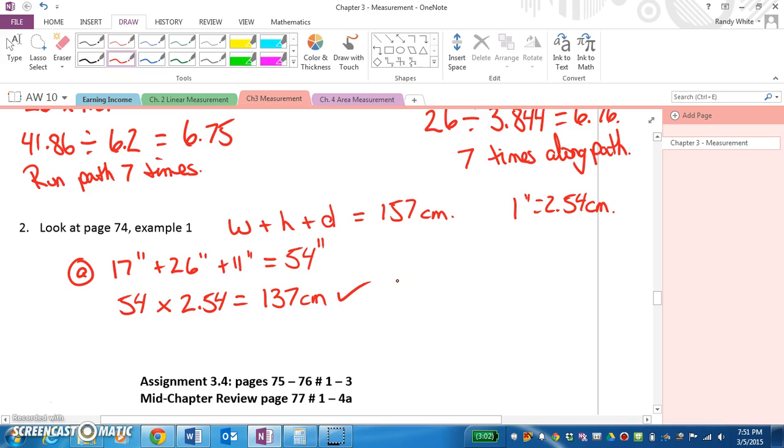Okay, so let's do page 74, and this is not assignment 3.4, it's 3.3. Let's do questions numbers 1 to 3. Number 4 you don't have to do. And then just for good practice, let's do the mid-chapter review on page 77, and let's do the questions 1 to 4A. You don't have to worry about 4B. Or try it if you want to, but it's just kind of an explanation thing.